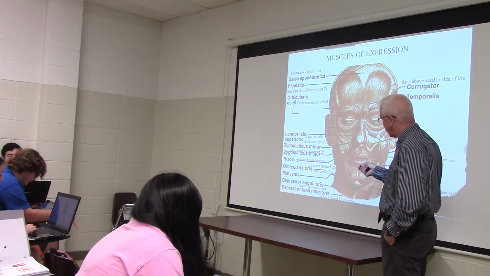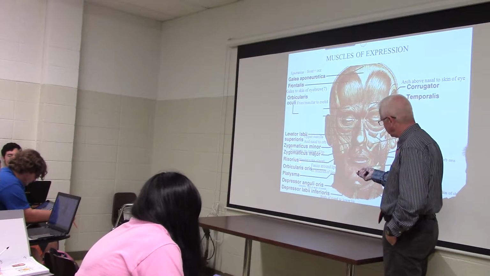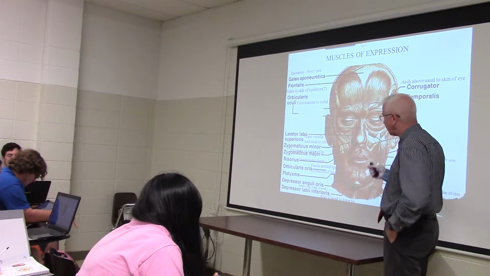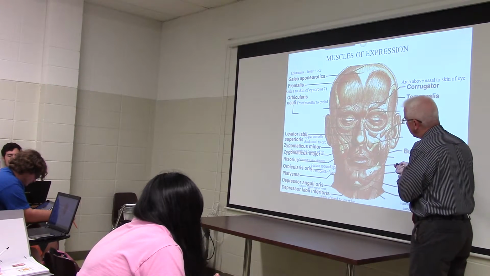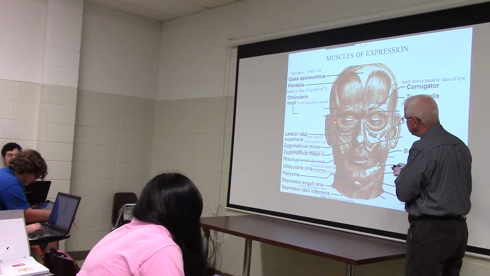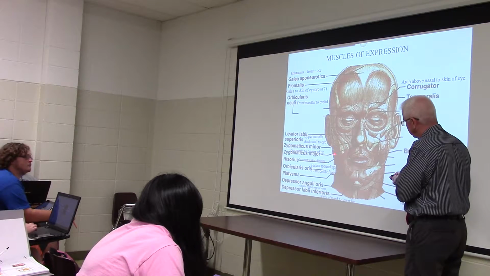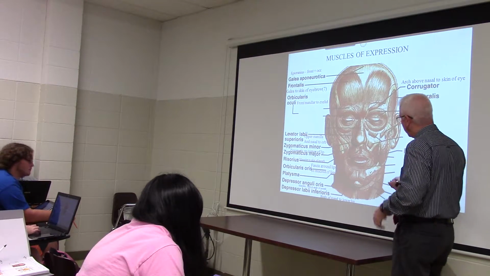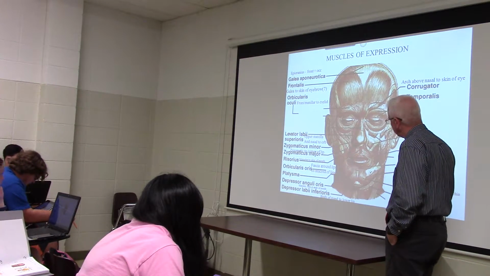So the zygomaticus minor and major then, very pleasant. The risorius from the masseter to the skin of the mouth. So in order, medial to lateral: levator labii superioris, zygomaticus minor, zygomaticus major, risorius. Beautiful. Now the orbicularis oris is the pucker kissing muscle.